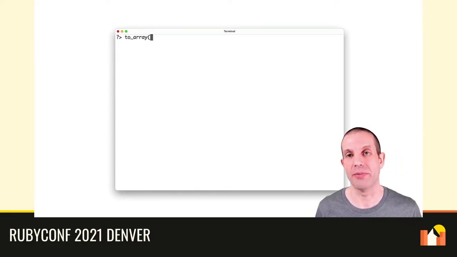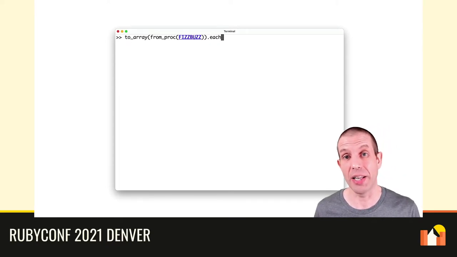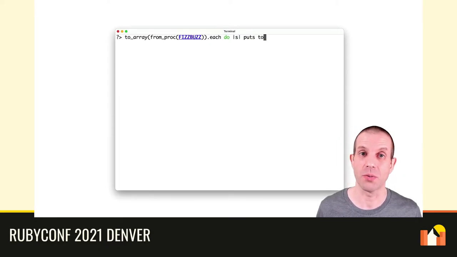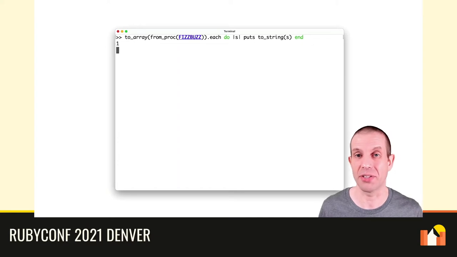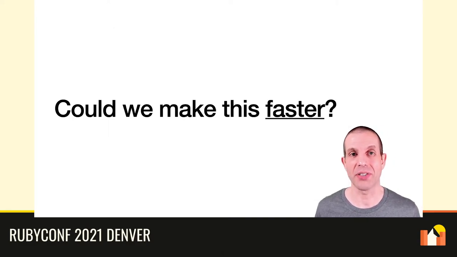Here's a quick demo of converting the FizzBuzz proc into an abstract syntax tree and then interpreting that as an array of strings, which uses our evaluate method to convert the expression. As you can see, it works fine, although unfortunately it's a bit slow. It takes almost 2 hours to finish printing all the numbers up to 100, which isn't super practical. So it's natural to ask, could we make this faster?